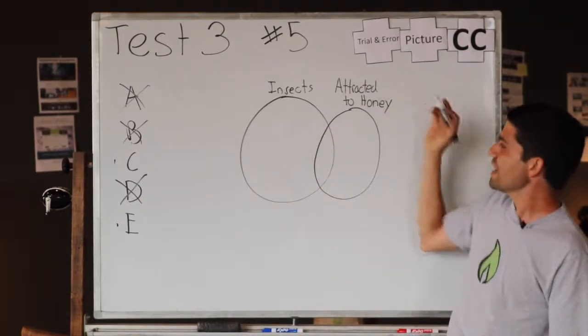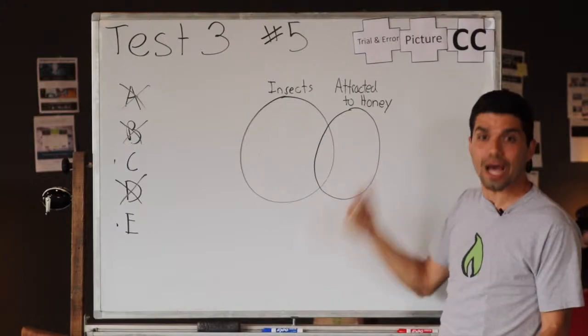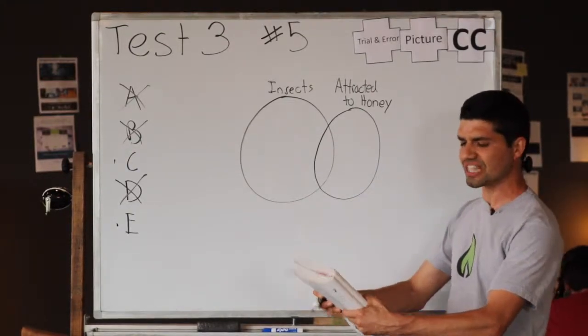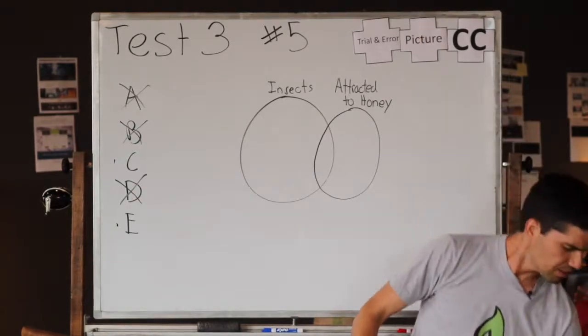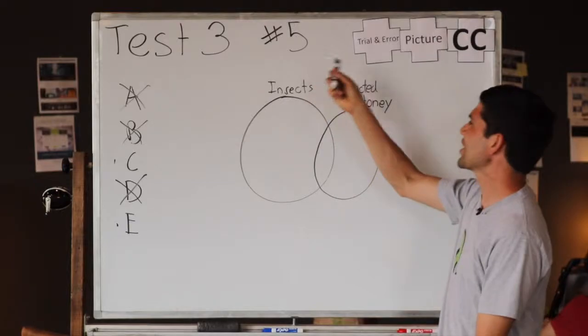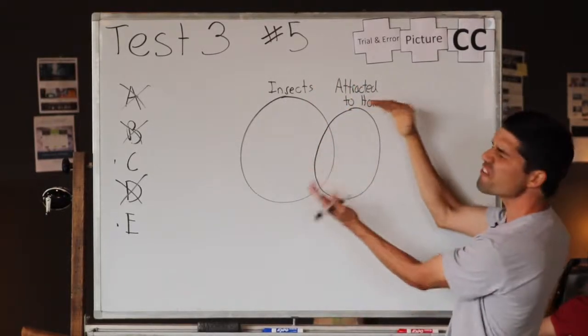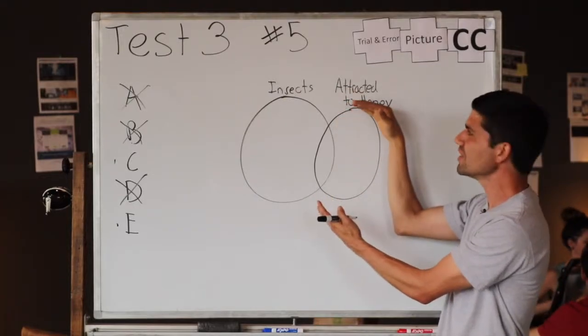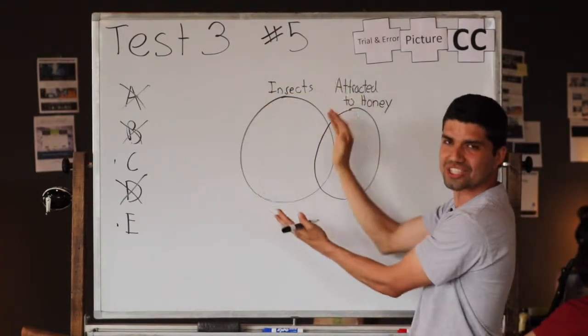So we jump in, and I draw a Venn diagram because I'm looking at insects. That's our key point right here. All insects that are attracted to honey are ants. So here's everything that's attracted to honey: insects, not insects, animals, whatever. And then this is all the insects in the world.